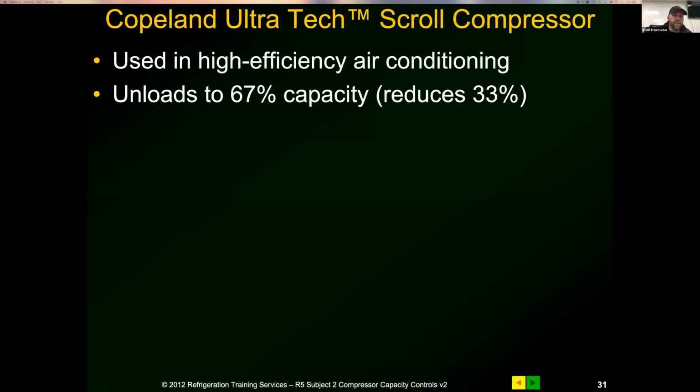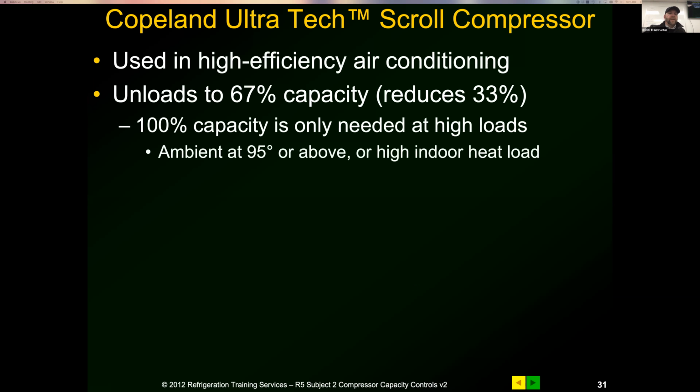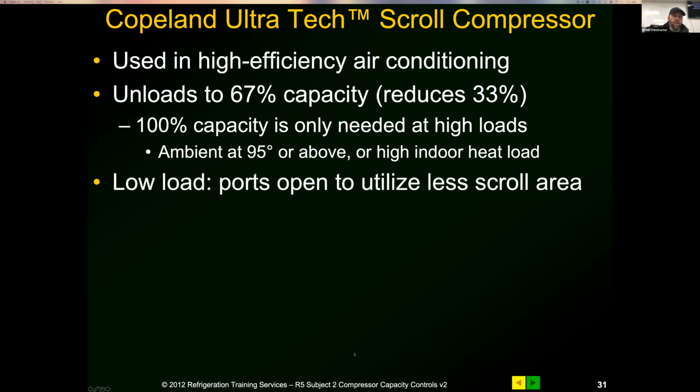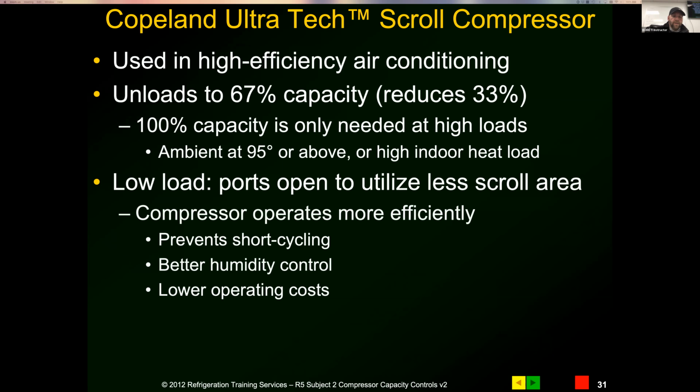Copeland Ultratech scroll compressors used in high efficiency air conditioning unload to 67%. This is used in HVAC a lot. It's the scroll compressor with the unloader ring on it, which drops it down 33%. So at ambient 95 or so, 100% capacity is only needed at high loads. At ambient 95 or above, or high indoor heat load, the low load port opens to utilize less scroll area. The compressor operates more efficiently, prevents short cycling, gives better humidity control and lower operating costs.